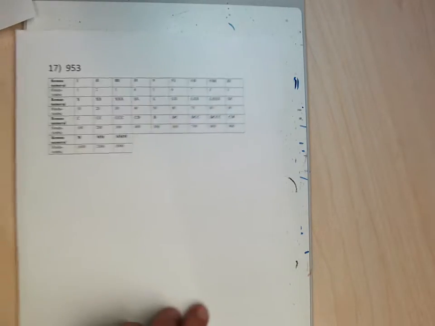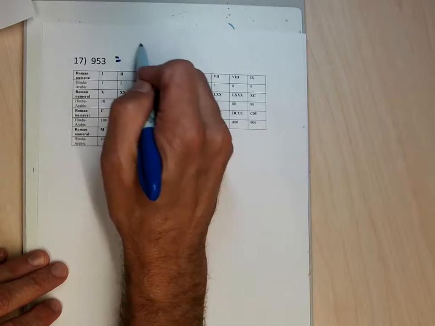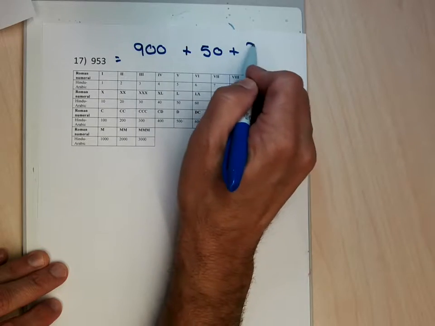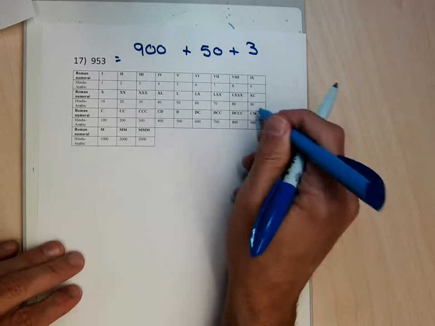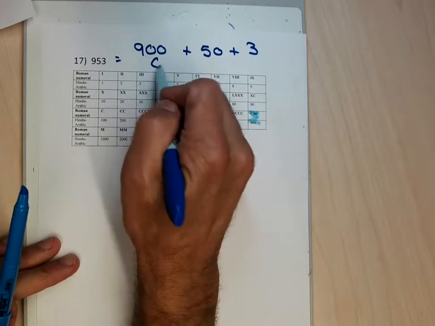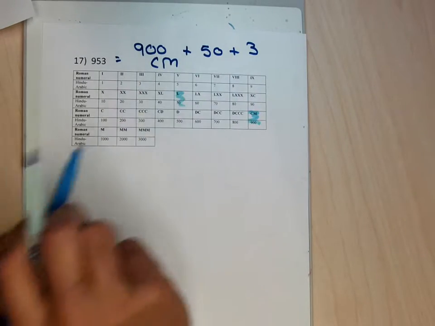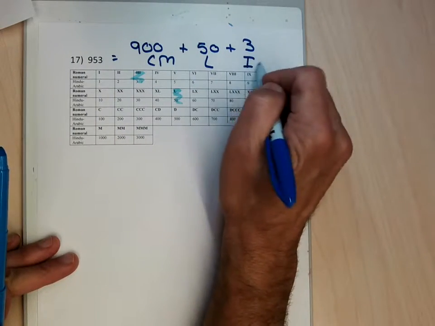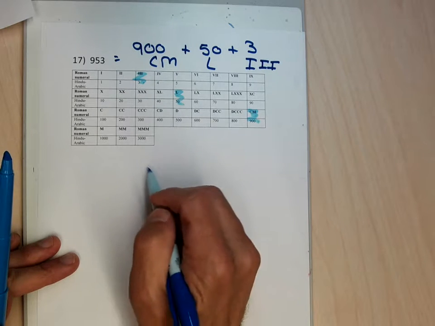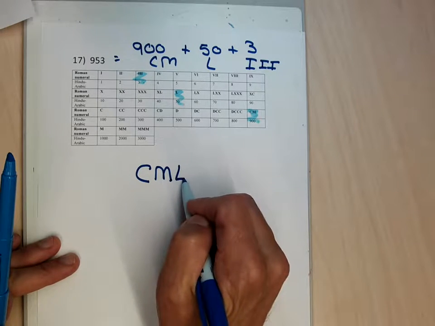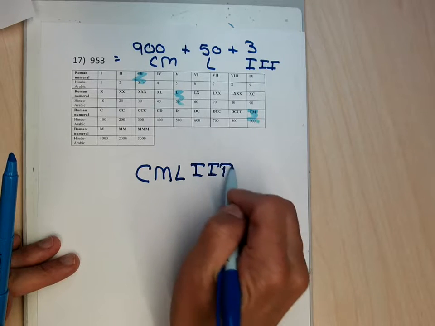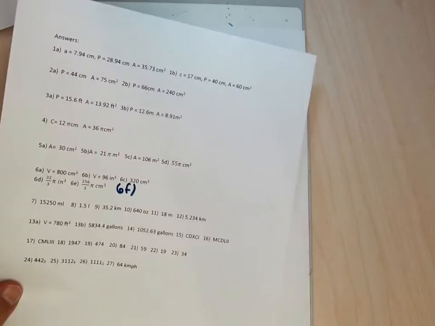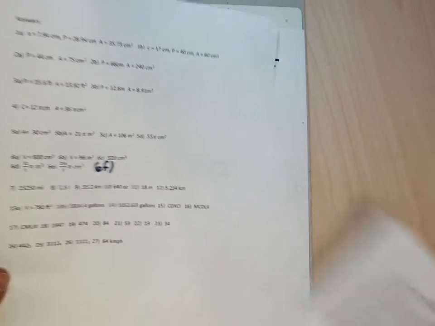Last easy one, then we'll do the backwards ones. 953 is 900 plus 50 plus 3. 900 is CM. 50 is L, and 3 is III. 953 as a Roman numeral is going to be CML, III. And I'm checking my answers to make sure I'm not writing anything silly down as I'm doing these, which you should always be doing too.